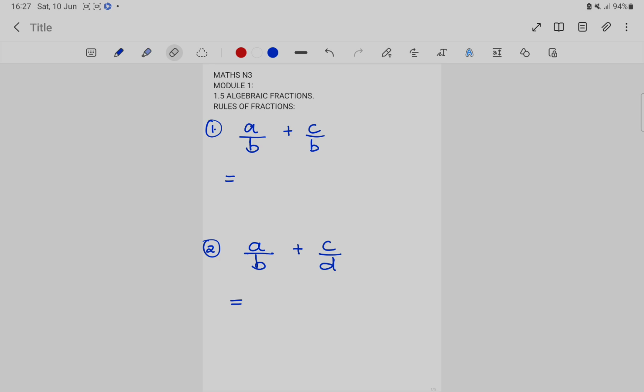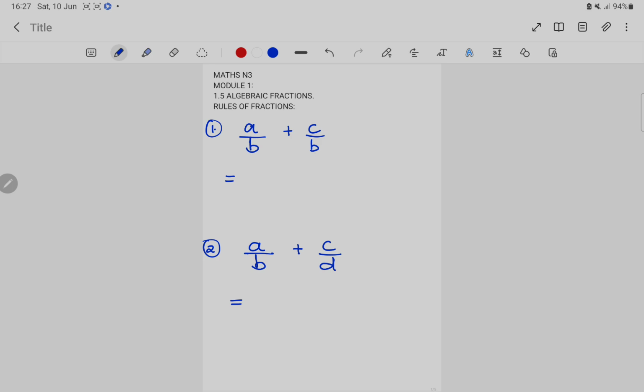Starting with rule number 1, rule of fractions, it says you are given A over B plus C over B. Okay, what do you notice? The denominators are the same. So we've got the common denominator, because in order for us to add A over B plus C over B, their denominators must be the same.